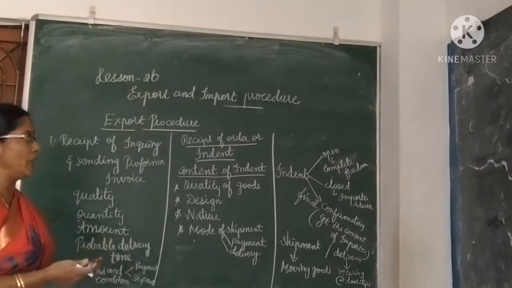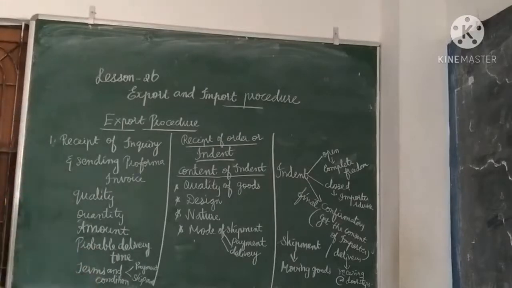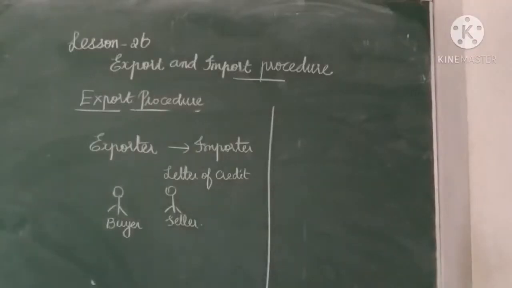Now let us move on to the next step. See, we are placing the order and we are receiving the indent, isn't it? So the next step is to assess the creditworthiness of the importer and also secure a guarantee of payment. So we will demand the letter of credit. Now let us move on to the letter of credit. What is meant by letter of credit?